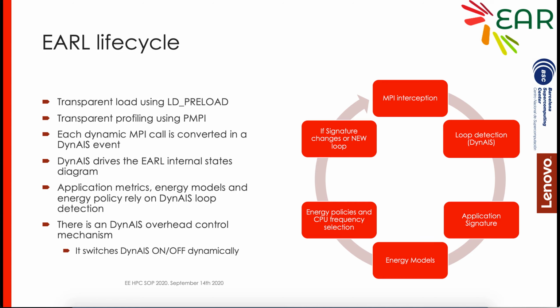Even though the DynAIS algorithm is really optimized, there is an internal mechanism to estimate the overhead, because the main source of overhead for the EARL library is this loop identification. It switches DynAIS on and off dynamically depending on that overhead estimation.